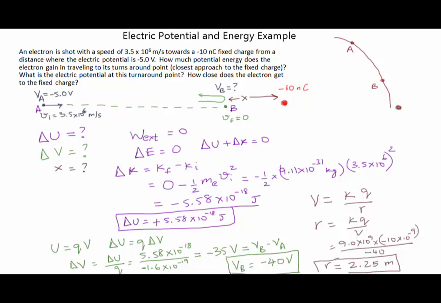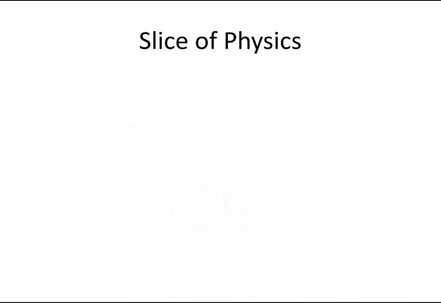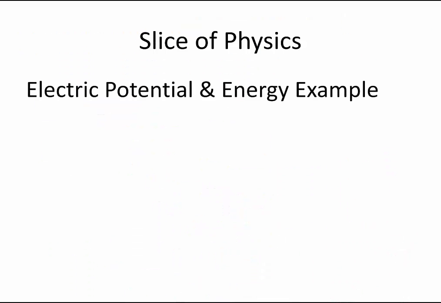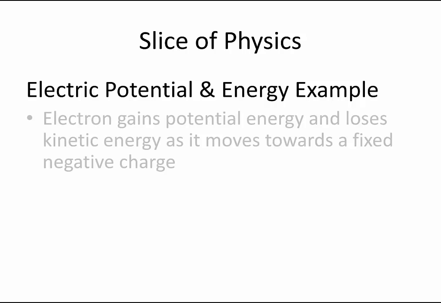And by the way, if you want a little more practice, the potential at point A was already given, so you can easily figure out what the distance of point A was from the fixed charge. That's it. We're done with solving for the potential energy change, the electric potential change, and we have figured out the closest approach. So this example helped us get some more practice with electric potential and potential energy.